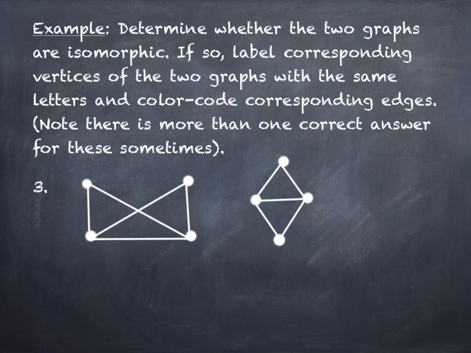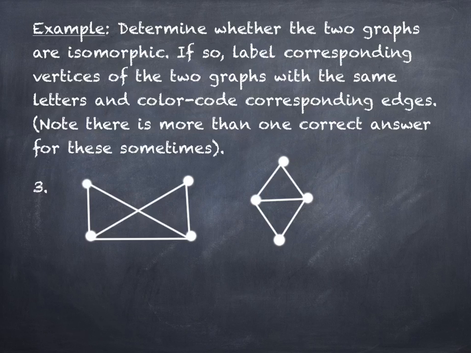All right, so this is the picture that you have in your notes. Example, and it says, determine whether the two graphs are isomorphic. If so, label corresponding vertices of the two graphs with the same letters. And then it does have this color issue here, and so if you don't have any colors with you today, you have to draw something different. This is the only one that we're going to deal with today that's got color issues, but color code the corresponding edges. And then it says, note, there is more than one correct answer for these sometimes.